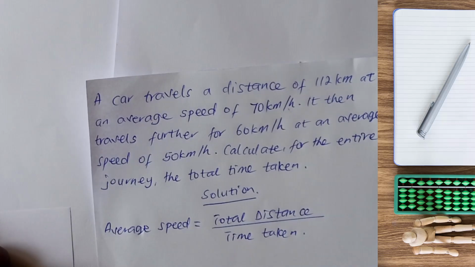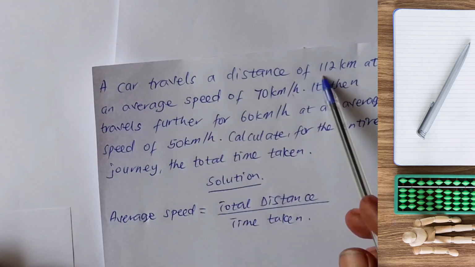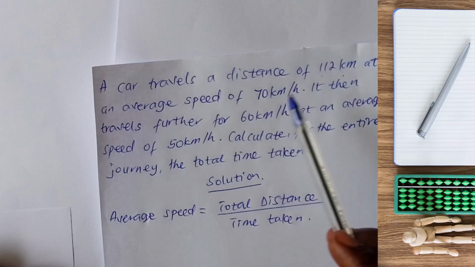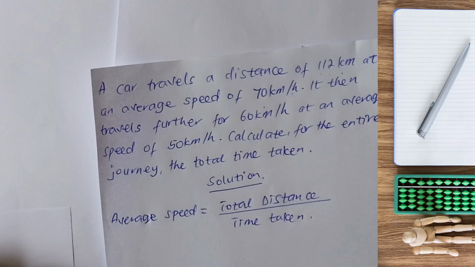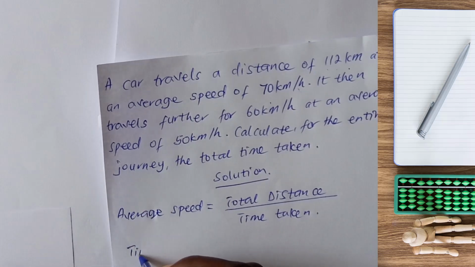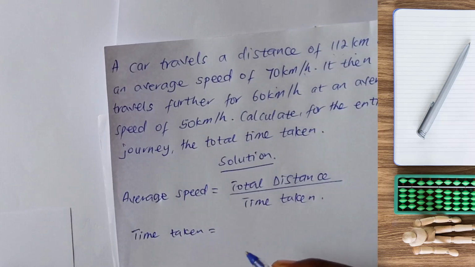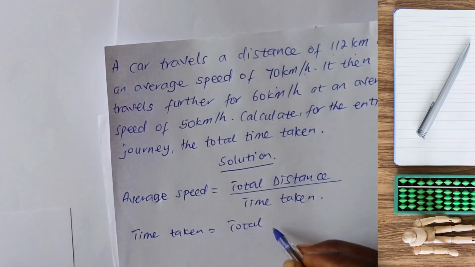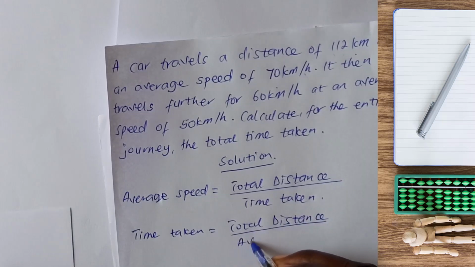From this question, there are two distances. The car first traveled a certain distance using a certain speed, and then it went further another distance using another speed as well. So for the first part of the question, we have distance given, we have speed given. What is left? We have time taken. So for the first part, from this formula, you can write time taken equals the total distance over the average speed.